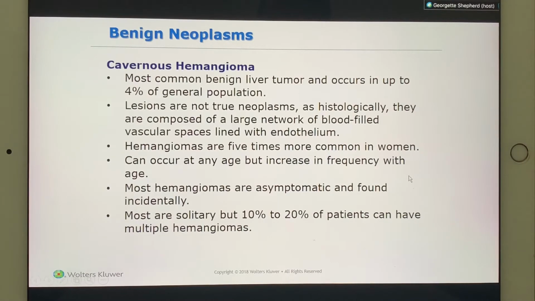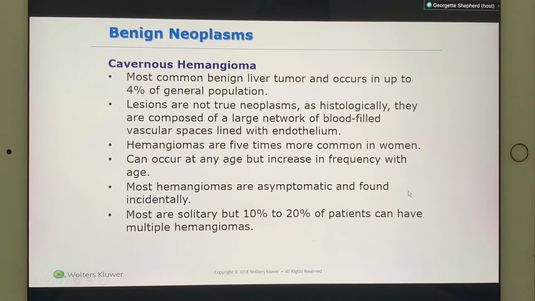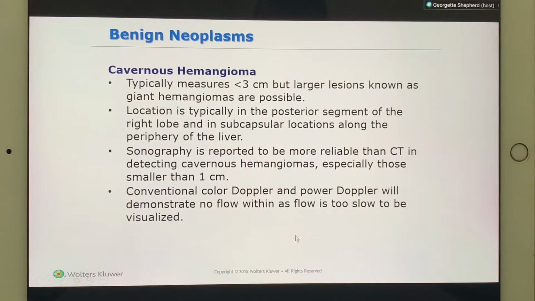So they can have several different appearances. They can be solitary, or you can have many of them. Because the patient is asymptomatic, they're usually going to be an incidental finding. They're usually going to be less than 3 centimeters. But you can have ones that are larger, and those are called giant hemangiomas. And they're almost always located in the right lobe of the liver, subcapsular along the periphery of the liver. Okay?